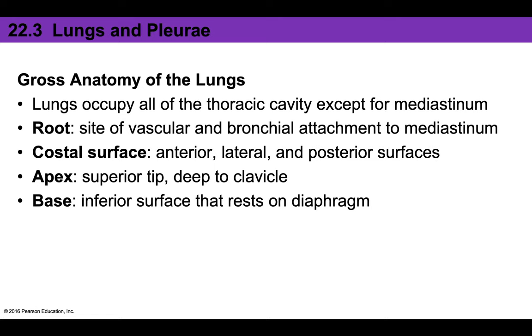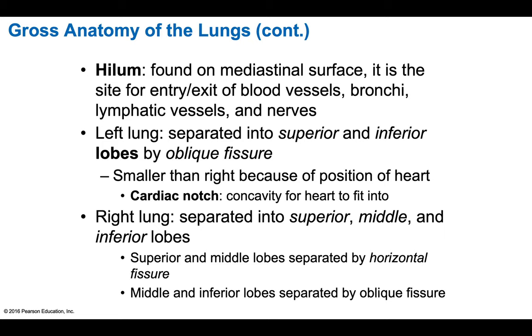The anterior, posterior, and lateral surfaces of the lung lie in close contact with the ribs and form what we call the costal surface. The narrow superior tip of the lung, which is found deep to the clavicle, is termed the apex. And the concave inferior surface that sits on the diaphragm is called the base. On the medial surface of each lung, we find an indentation called the hilum. And it's through the hilum that the pulmonary and systemic blood vessels, the bronchi, lymphatic vessels, and the nerves enter and exit the lungs.